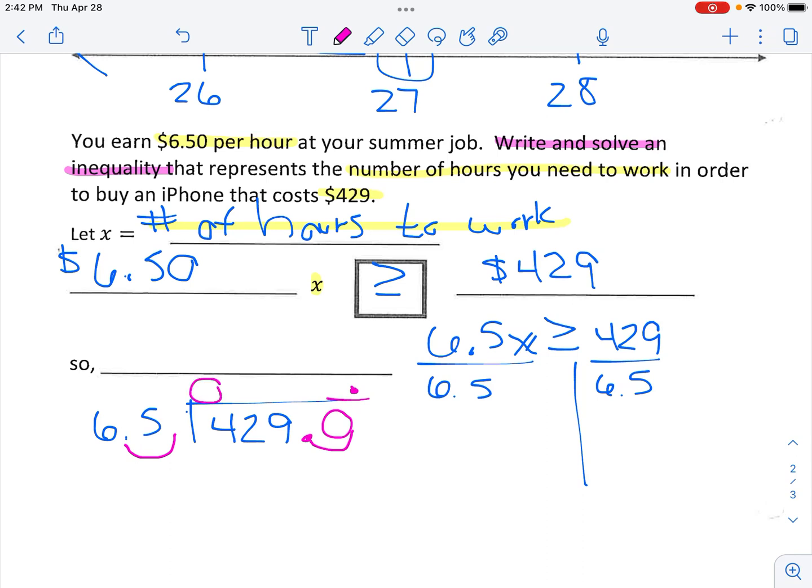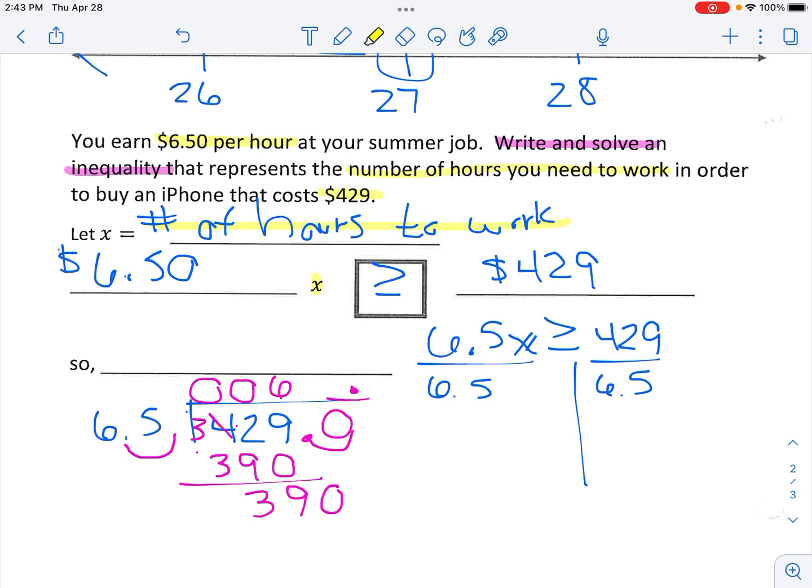65 cannot go into 4. 65 cannot go into 42. 65 goes into 429 6 times. 65 times 6 is 390. Nine minus 0, borrow. 12 minus 9 is 3. Drop the next 0.